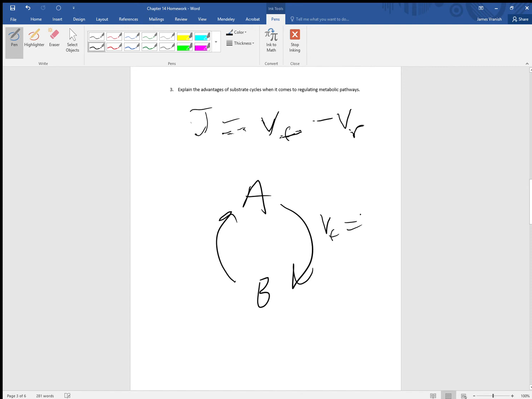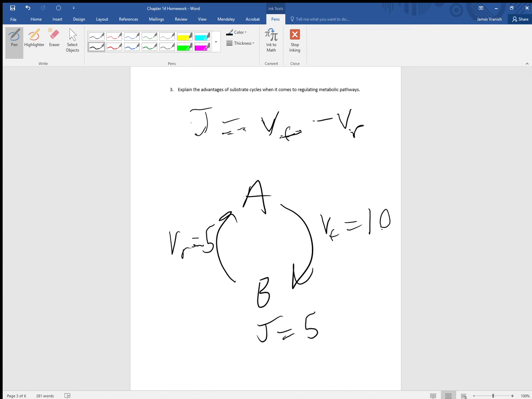a rate of, let's say, 10. And we'll give the reverse reaction a rate of 5. Well, in this case, our flux J would be 5. We have a net forward velocity of 5, whatever units we're using here.